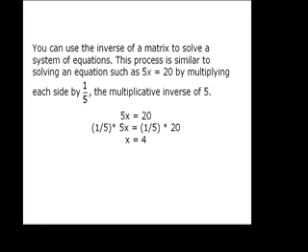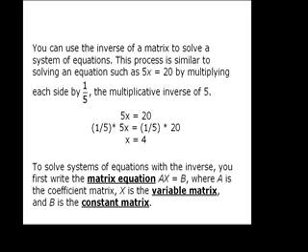This process is similar to solving an equation such as 5x equals 20 by multiplying each side by 1/5, the multiplicative inverse of 5. So you could think of it as dividing by 5, or you can think of it as multiplying by 1/5, which does the same thing. So if I wanted to get rid of the 5 in this equation, 5x equals 20, if I multiply both sides by 1/5, the 1/5 and the 5 will cancel each other out because they are multiplicative inverses. So they cancel each other out to just 1. So on the left side we'd have 1x, and on the right side we'd have 4.